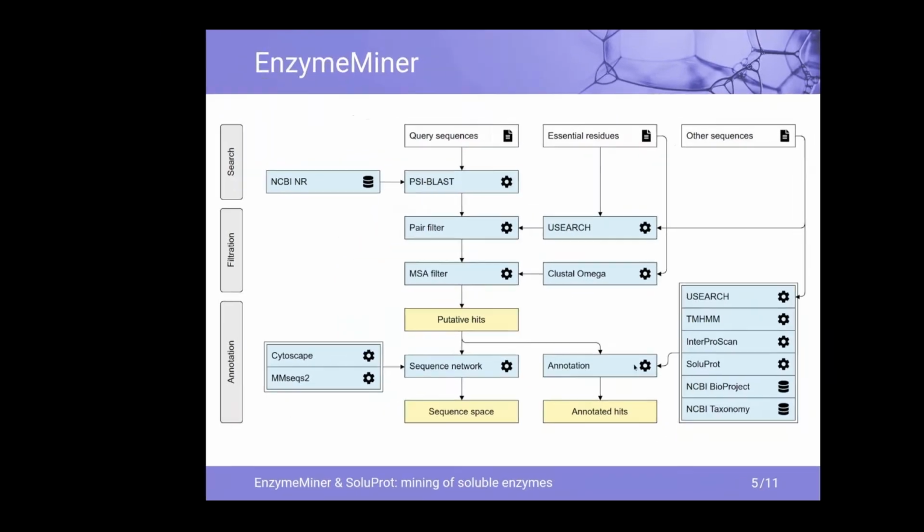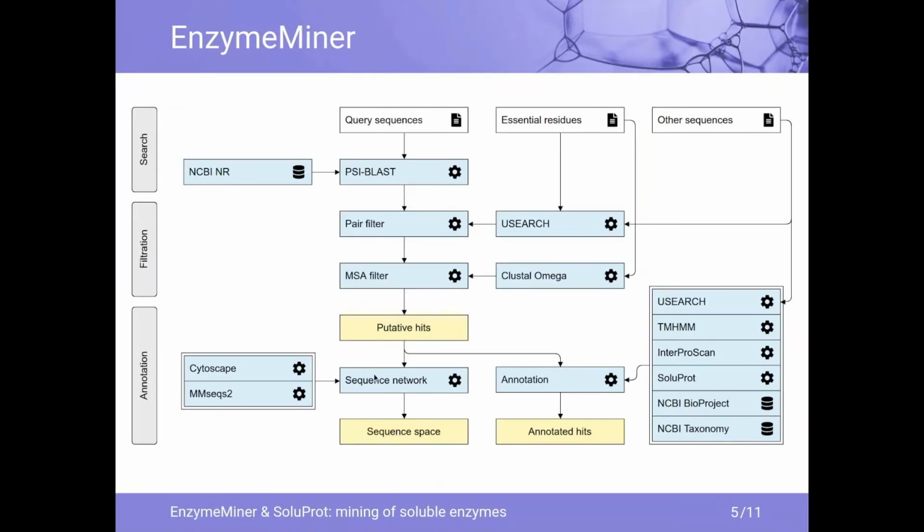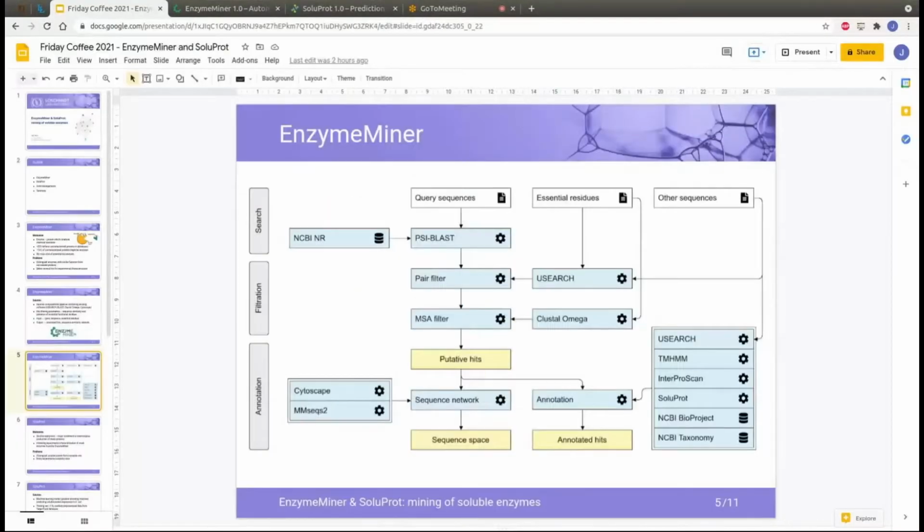In the annotation, we integrate data from the PFAM database using the InterProScan tool. And we also use annotation of transmembrane regions and data from BioProject and NCBI taxonomy. The sequence similarity networks are generated using Cytoscape and MMseqs2. So I think it's the right point to show you the user interface, how it actually looks, so you have a better idea of what is going on.